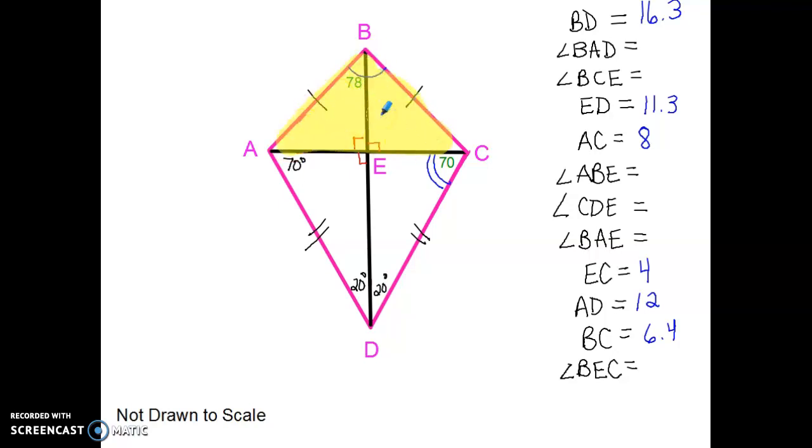This is also an isosceles triangle. The vertex of that triangle is labeled as 78 degrees. So if I subtract 78 from 180, and then I divide that by 2, each of these angles within that triangle should be 51 degrees.